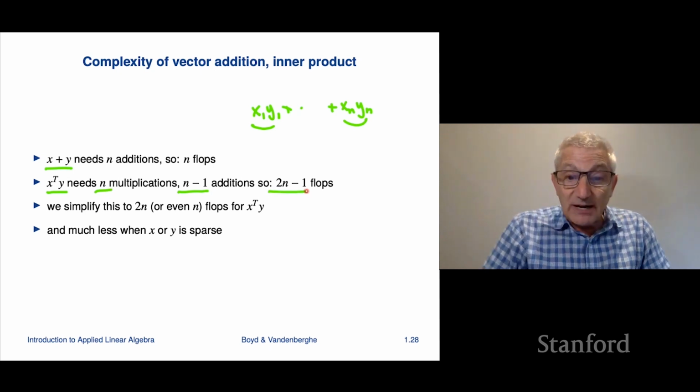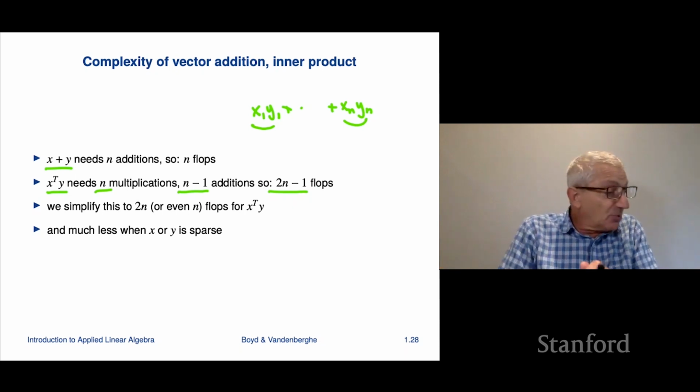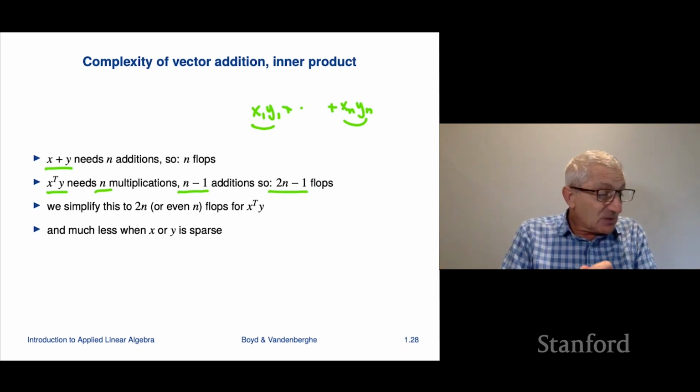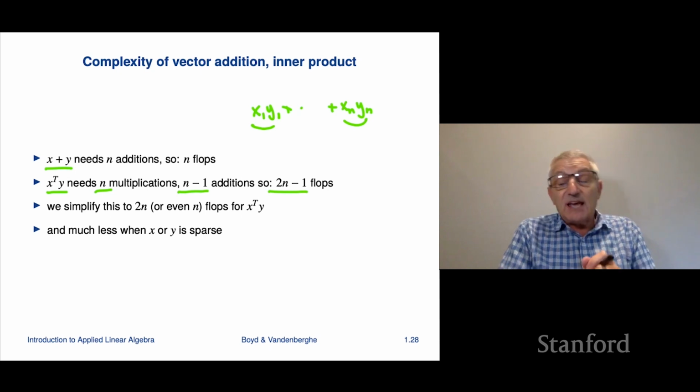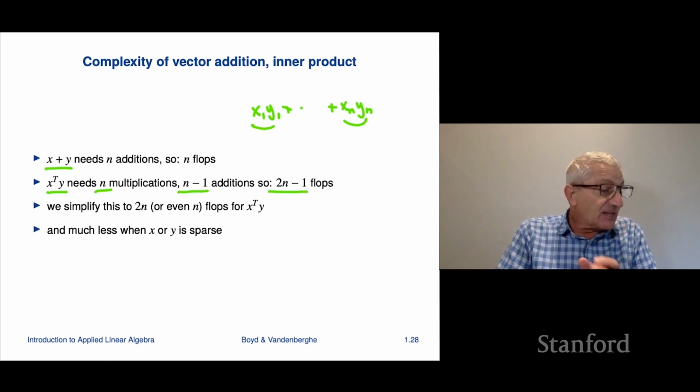Now, no one would ever give the minus 1 because it's understood that this is very crude, and so people would always say that an inner product costs 2n flops. In fact, a lot of people would even just say n, because we're not even shooting for a factor of 2 in accuracy here, just n for the inner product.